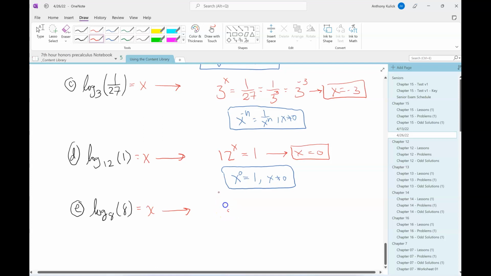Log base 8 of 8 is equal to x. We write that as an exponential. So I have 8 to the x is equal to 8. What's x? Yeah, it's 1.